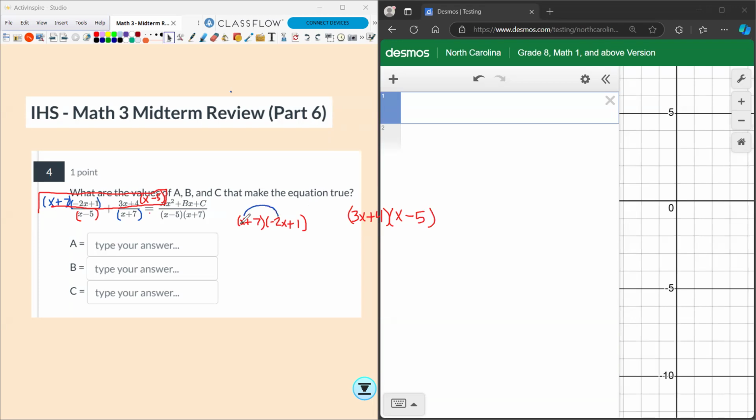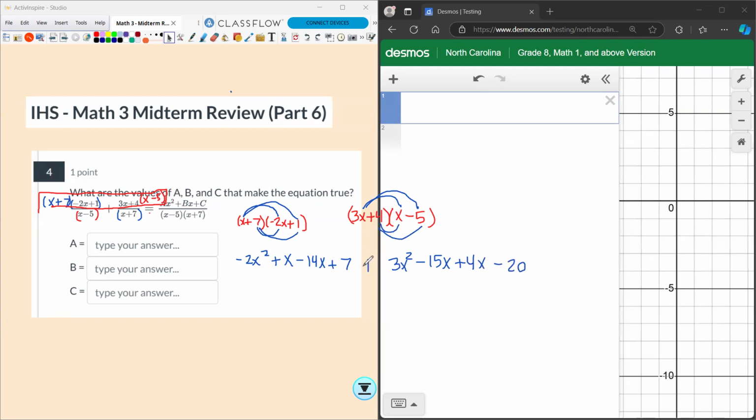So it'll be negative 2x times x, negative 2x squared. x times 1, that's going to be x. 7 times negative 2, negative 14x. 7 times 1, plus 7. Same thing over here, 3x times x, 3x squared. 3x times negative 5 is minus 15x. 4 times x, 4x. And 4 times negative 5 is minus 20.